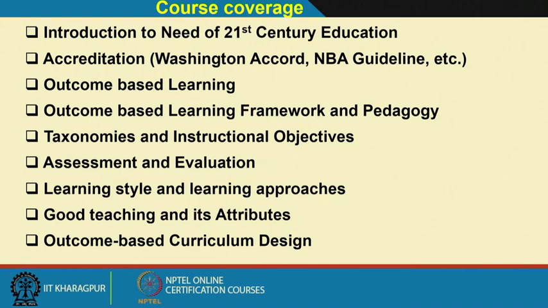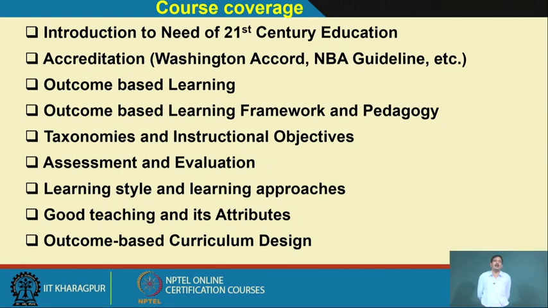If you see the last bullet, outcome based curriculum design, I will cover the tools and show you how to design the entire curriculum, course wise, program wise, institute wise, mission, vision, using these tools. I will describe this. Okay. Next is taxonomy and instructional objective, which is the theory part for designing an outcome based curriculum. How to write down the outcome of a curriculum or of a course, the theory behind writing the outcome, is called taxonomy and instructional objective.